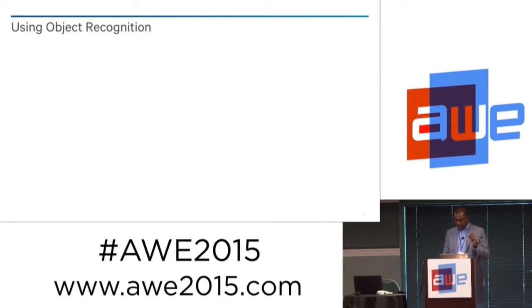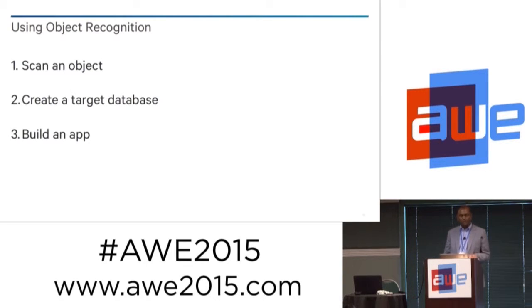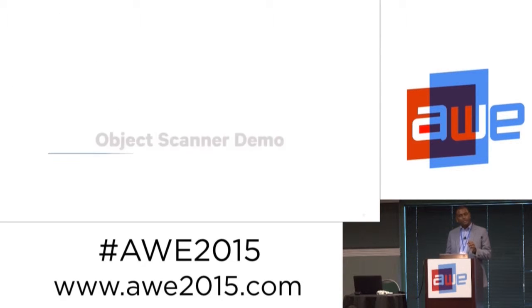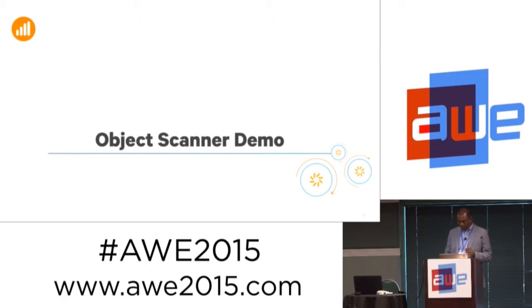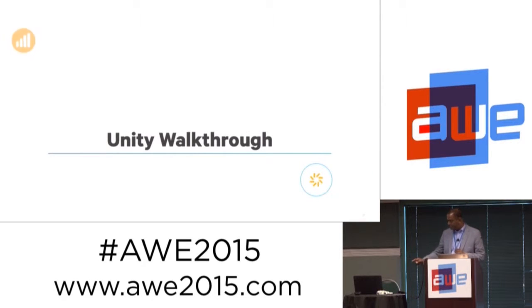Okay, with that very quick introduction, let me talk about how to use object recognition. It's really simple. There are three steps. You scan an object, you create a target database, and then you put this all together using Xcode, Eclipse, or Unity. In this case, we're going to show you how to do it in Unity because it's really convenient and really simple. Let me show you how the object scanner works. If we could switch to this, please. This is an LG G3 device.